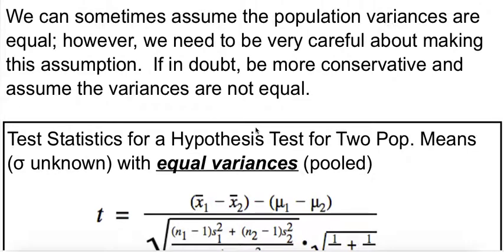Sometimes it might be appropriate to assume the population variances are equal. Again, you have to be really careful about making that assumption. If you don't know, just assume that they're not equal. But occasionally, you will be able to do this. And like I said, do your homework. Most of the time it's going to say assume that they're pooled or not pooled.